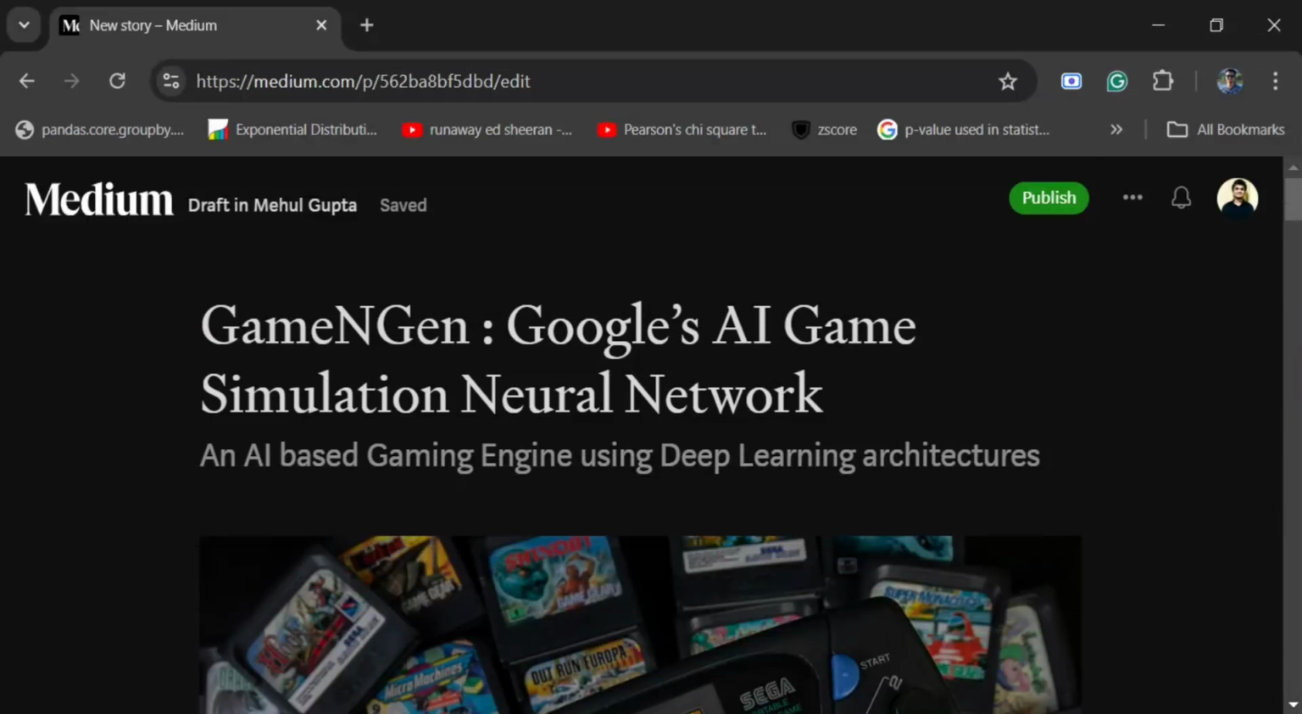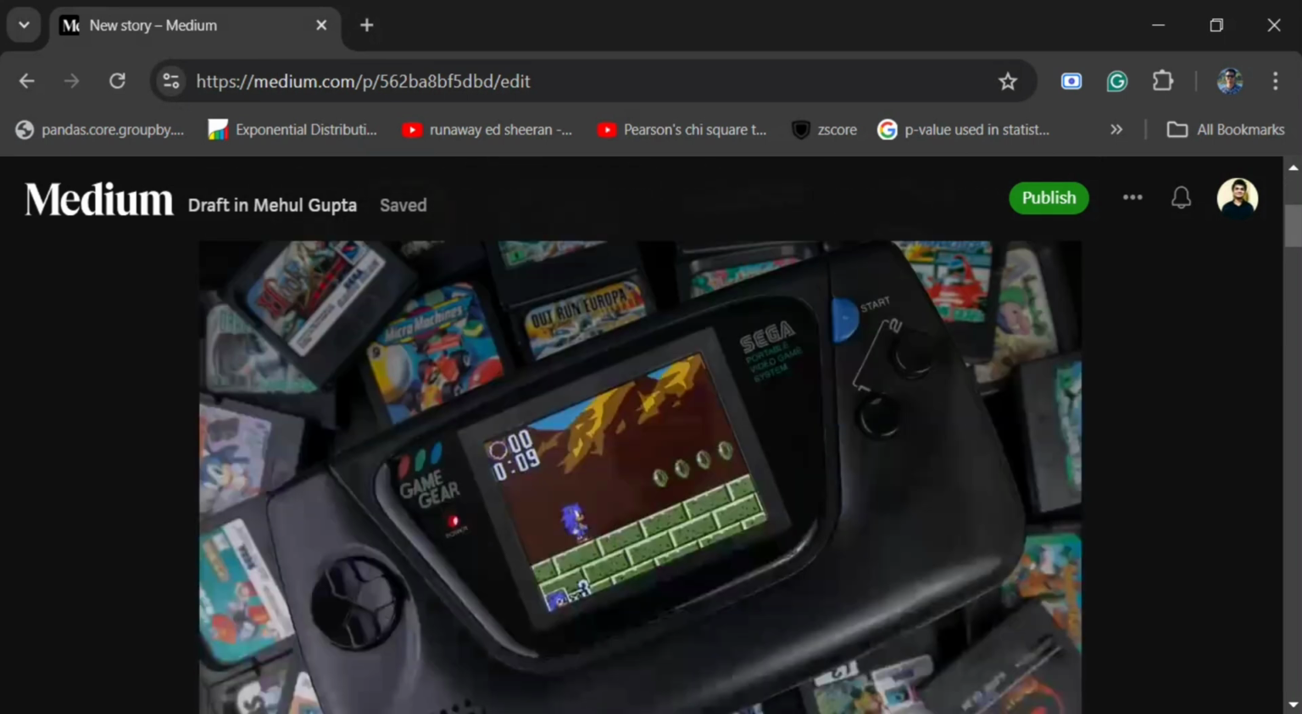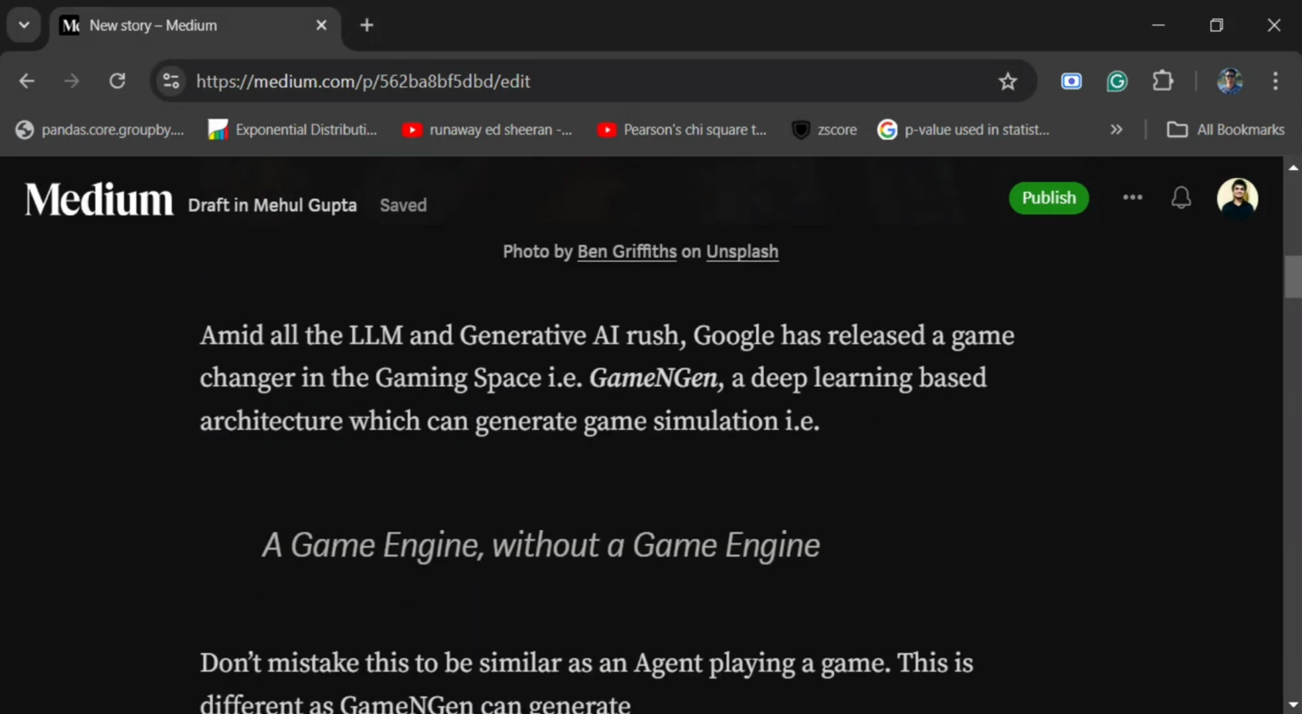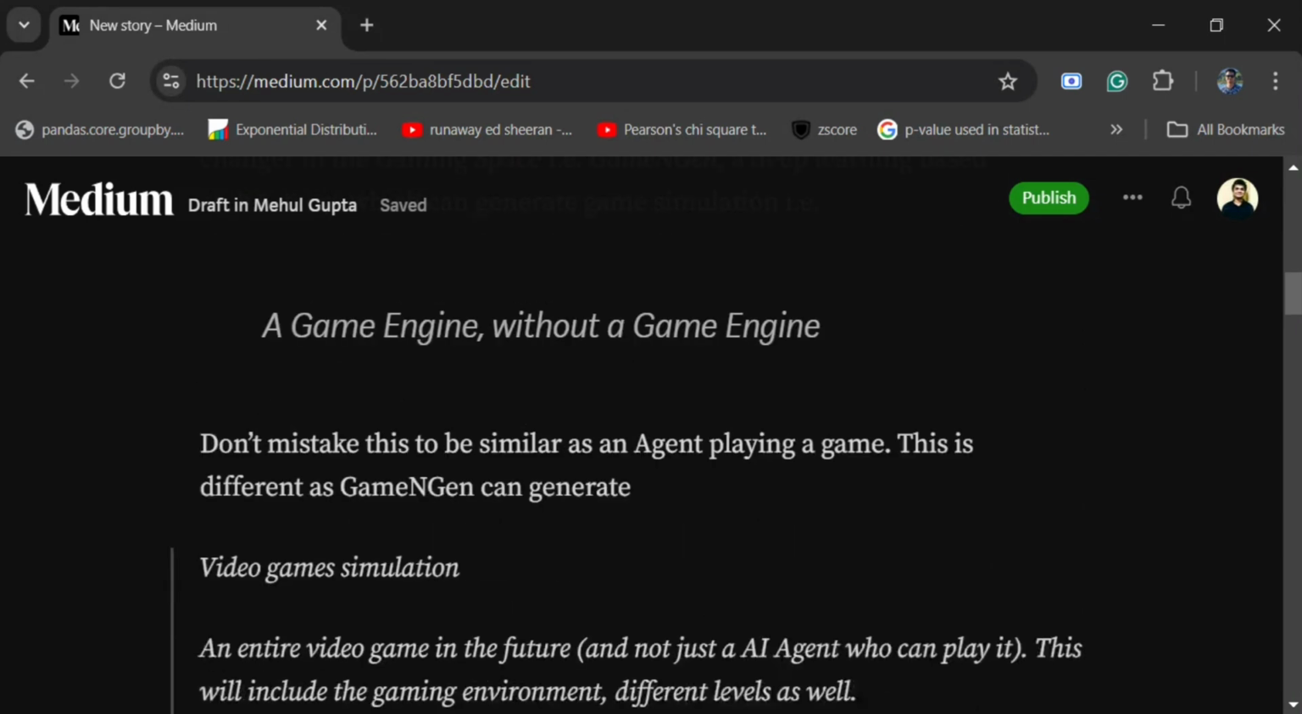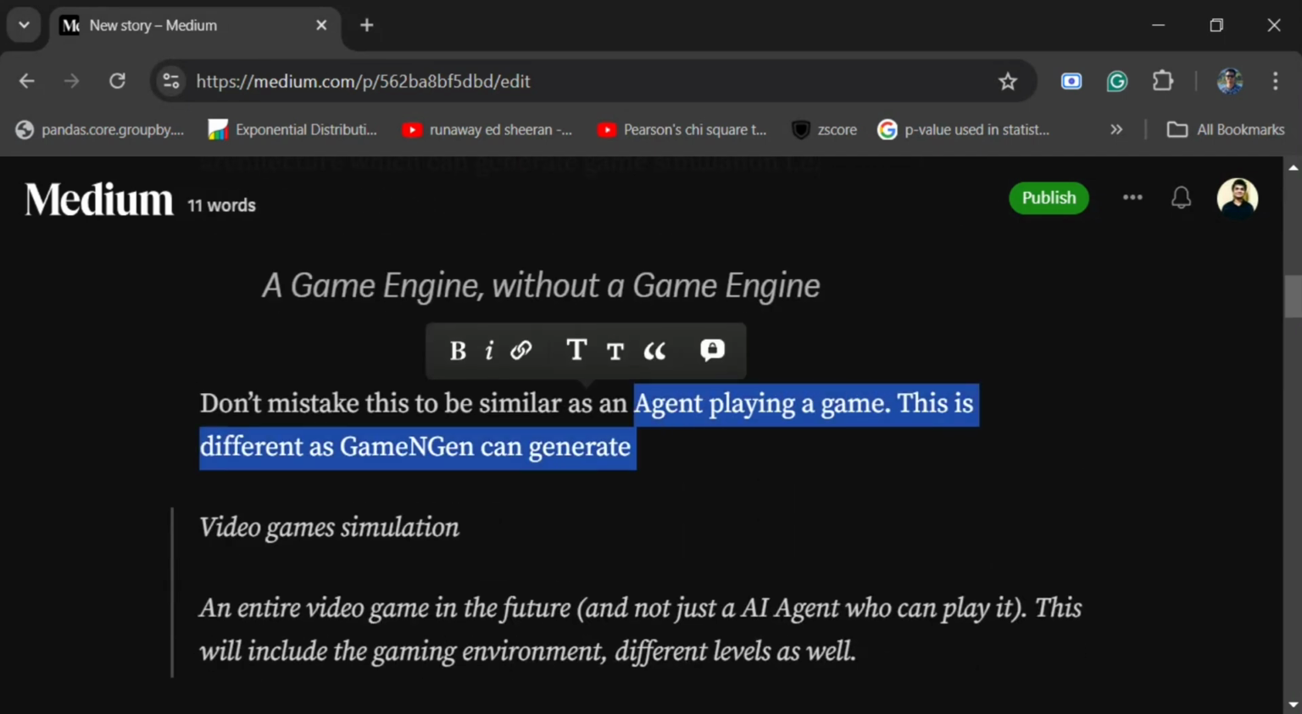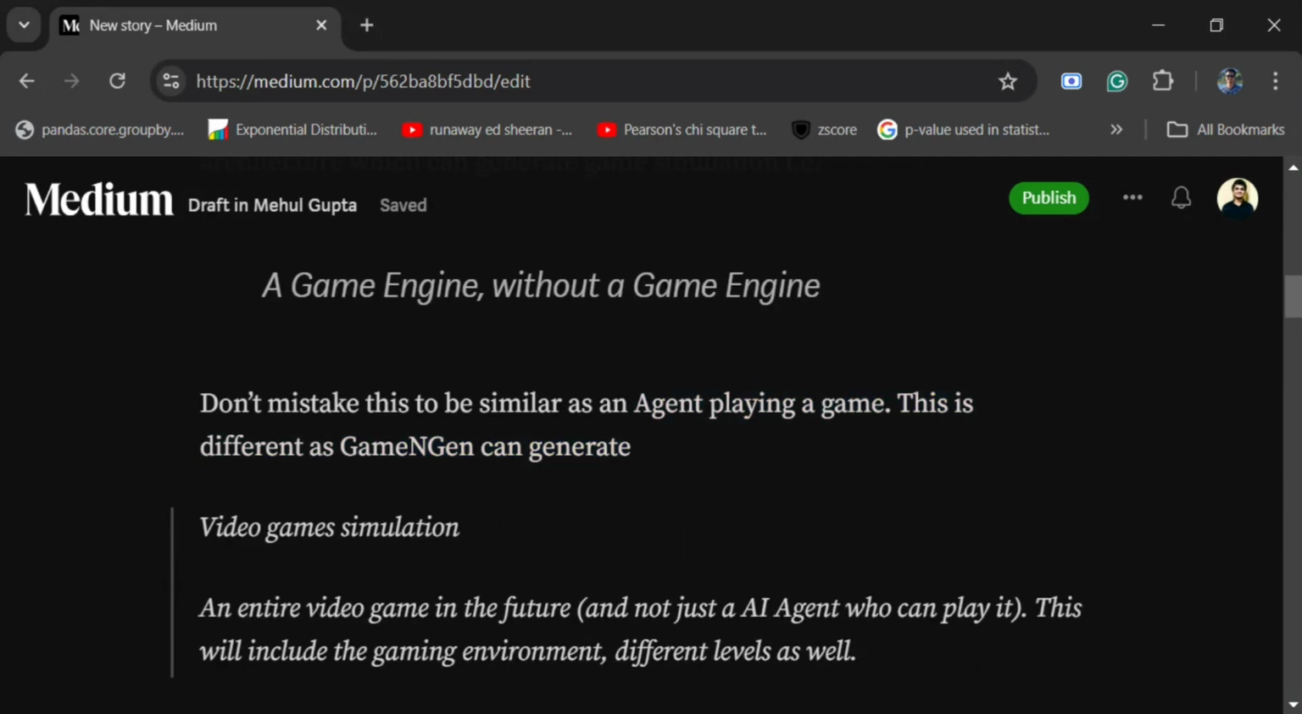So hi everyone, in this particular tutorial we will be running through GameNGen. It is one of the recently launched neural networks by Google which is disrupting the gaming industry. So what does it actually do? It is a neural network that can generate game simulations. It is not developing just an agent for playing the game, it is developing an entire game video without using any sort of an engine.